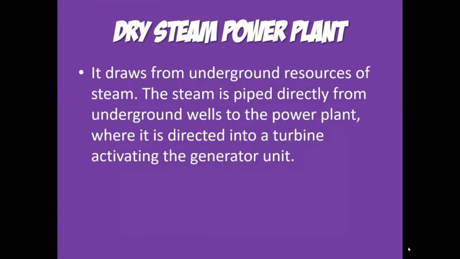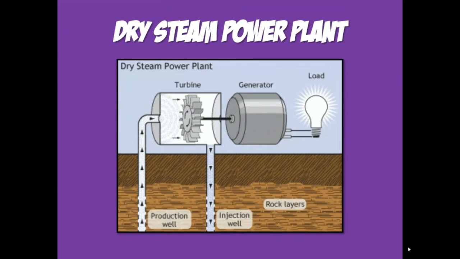So, it draws from underground resources of steam. The steam is piped directly from underground wells to the power plant, where it is directed into a turbine activating the generator unit. So, ayun po siya. Ayun po yung dry steam power plant.